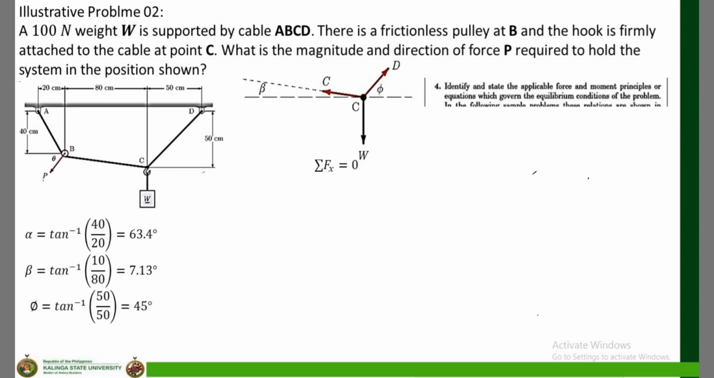Then step 4, identify and state the applicable force and moment principles or equations. Since we consider the x and y axes, I need two equations. First, the summation of forces along the x-axis. What are the forces along the x-axis? Since C and D are diagonal, there are x components of these two forces. So I take the x component of C and the x component of D.